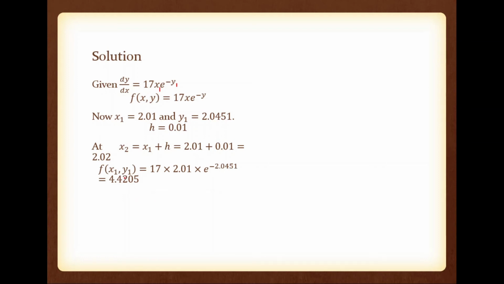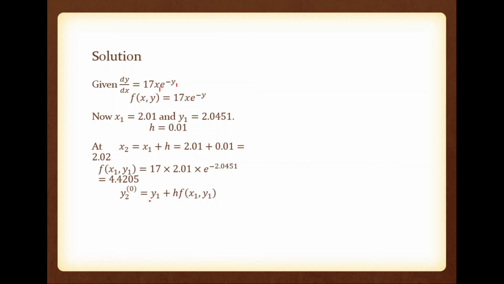So now apply Euler's method. So by applying Euler's method, we can find y2. So what is that? y2 is equal to y1 plus h into f of x1 comma y1. So please note these terms. If you are finding y2, here we have y1 and here we have f of x1 comma y1, if you are applying Euler's method.